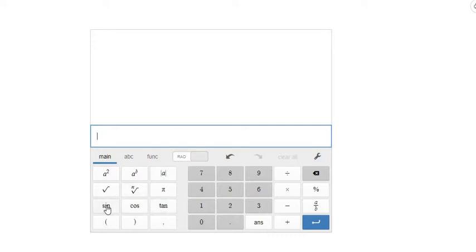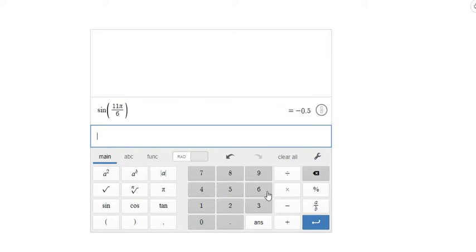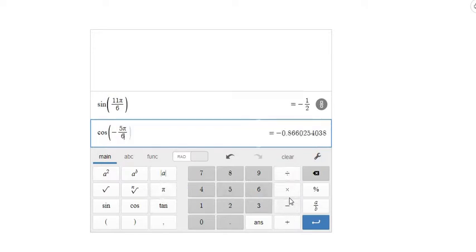The first one that it asked us to find was sine of 11 pi divided by 6. So you simply just plug it in and hit enter, and our first answer would be negative 0.5. You can hit the fraction button and it will convert it into a fraction for this one. Okay, so negative 0.5 or negative 1/2 can be used for that answer. The next one that we had is cosine of negative 5 pi over 6. So I would just hit the cosine button, negative 5 pi divided by 6, and in this calculator the negative and the minus are used interchangeably.